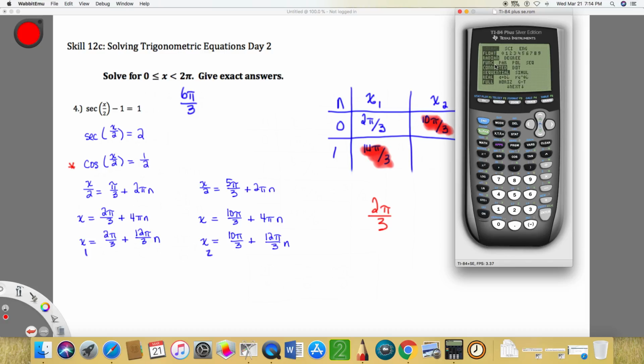I'm still in radian measure from my previous problems. If I have the cosine, and I'm going to put my numerator, my x, in parentheses, this 2 pi over 3, and then divide it by 2, close that parentheses, this should give us a value of 1/2 or 0.5 as a decimal, and it does. All right, so that's in our solution set.